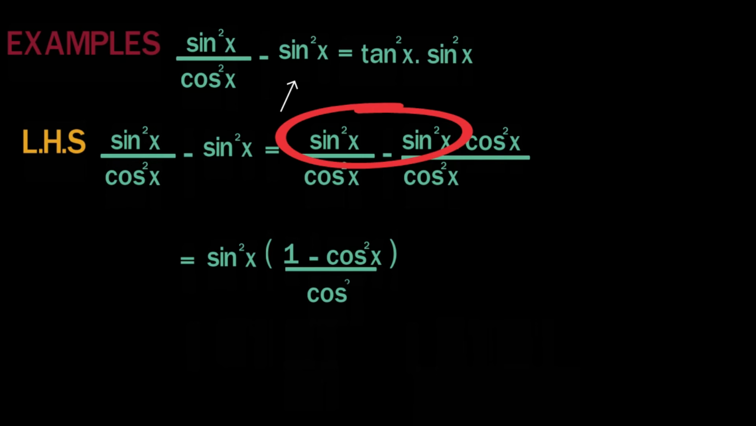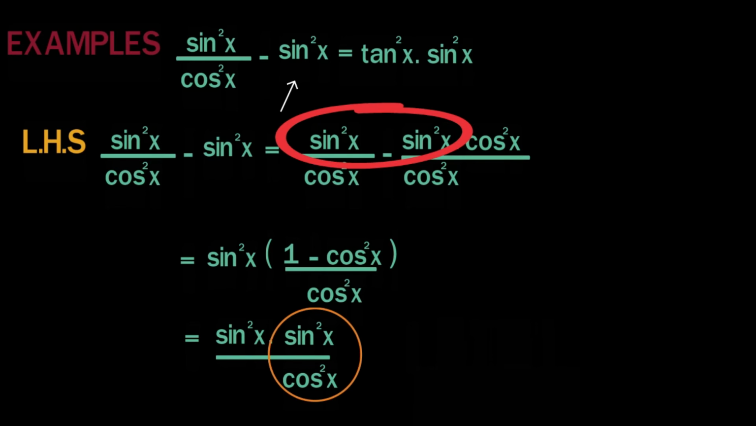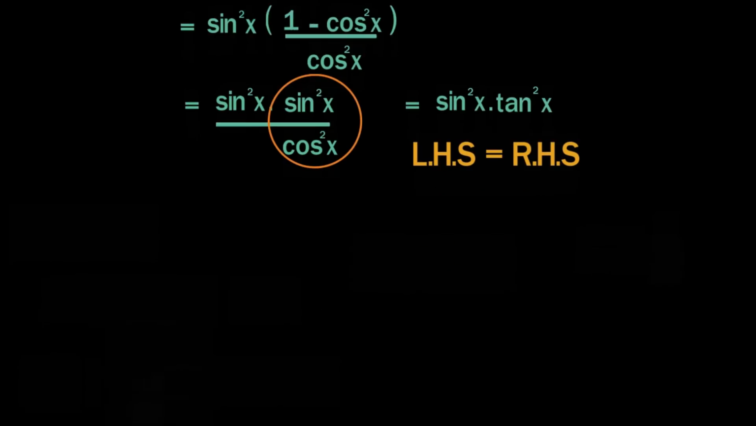So we know the trigonometric identity that we just learned: 1 minus cos square x equal to sine square x. So we have sine square x multiplied by sine square x over cos square x, which is actually tangent square x based on the trigonometric identities that we just learned. So we have shown that the left hand side is equal to the right hand side in this example. Let's try one more proving exercise.